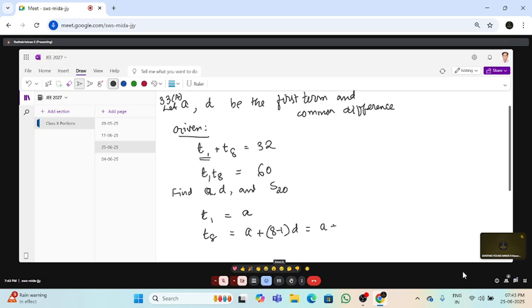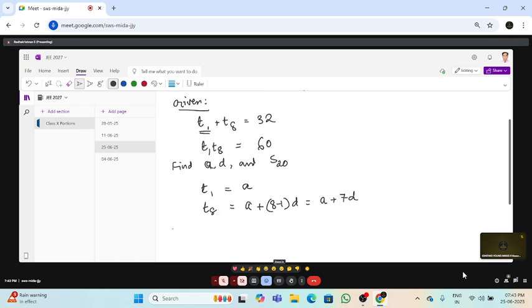So it is given that T1 plus T8 is equal to, what is it? A plus A plus 7D. This is equal to 32. That is, 2A plus 7D equal to 32. Let us say this is equation number 1.